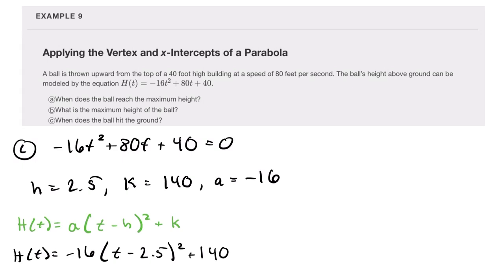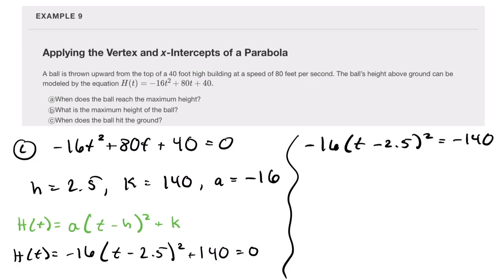Okay. So now that we have it in this form, we're going to go ahead and set this equal to 0, because we want to know when is the height 0. So now that one's much easier to solve. We can subtract the 140 on both sides. We'll get negative 16 times (t minus 2.5) squared equals negative 140. Divide both sides by negative 16.